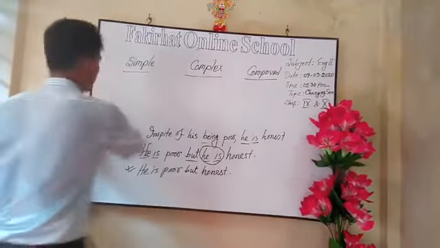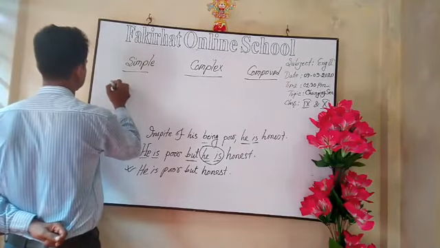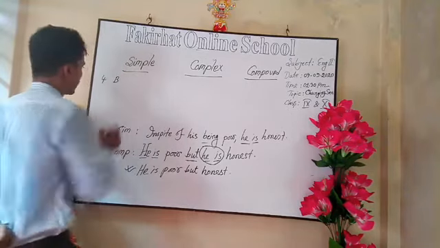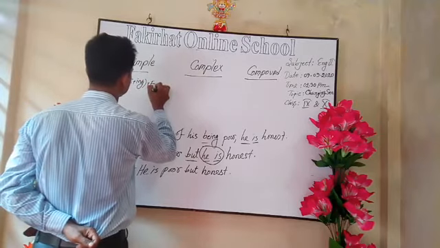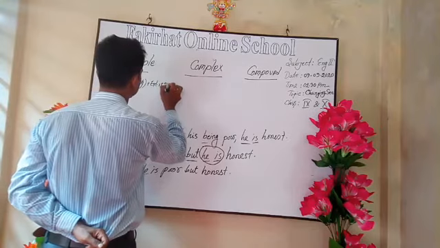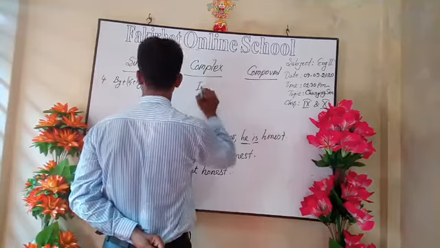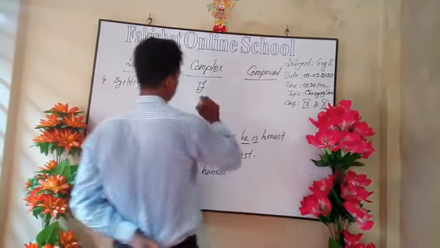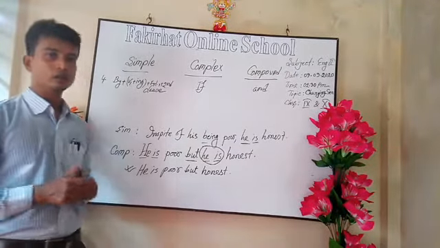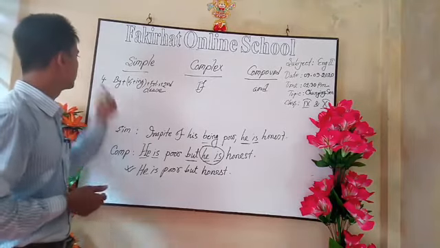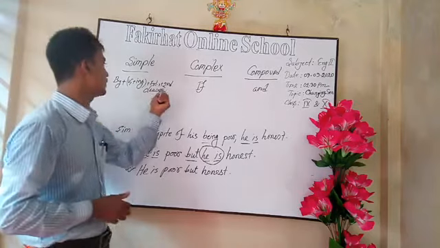Now, rule 4: by, base form of verb plus ing plus extension, comma, second clause. Dear students, look at the whiteboard. Now we are in rule number 4, and the rule number 4 is: by, base form of verb plus ing plus extension, comma, second clause.